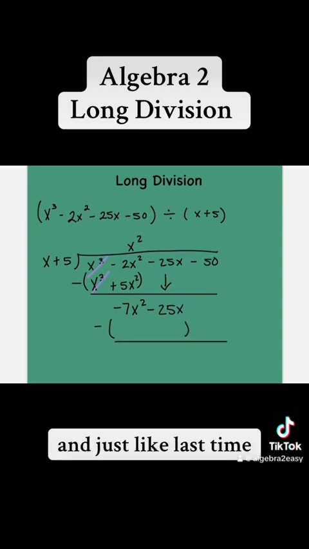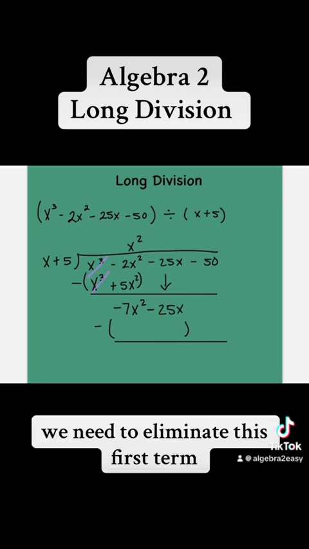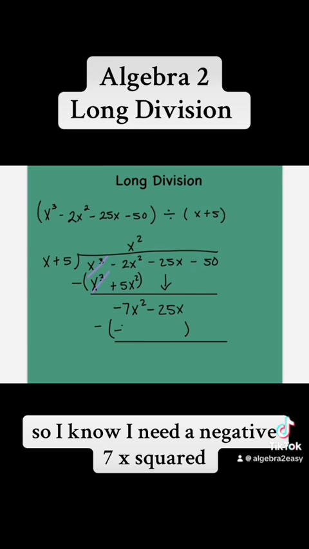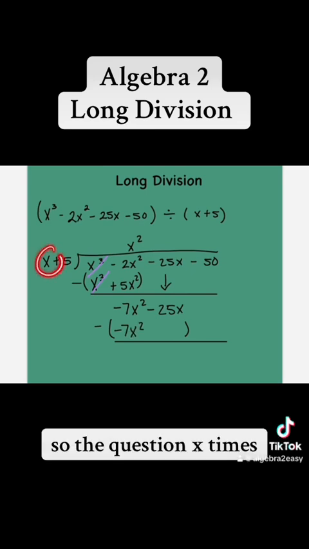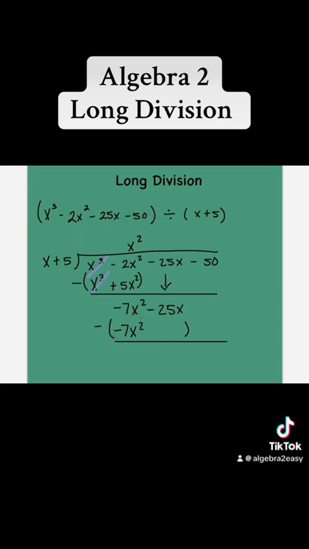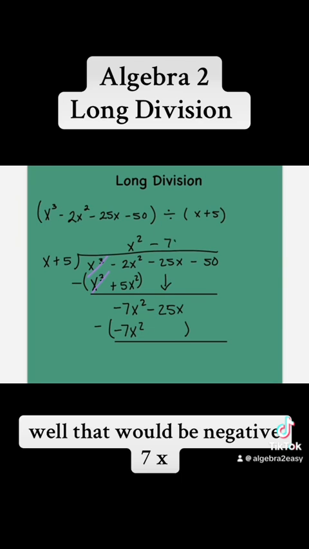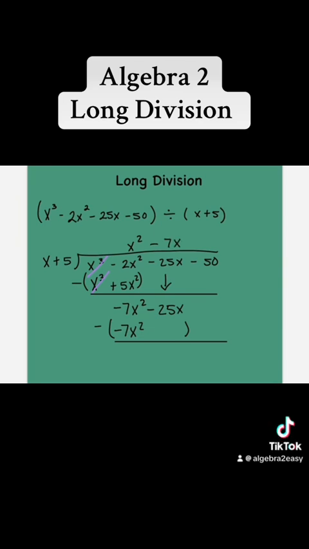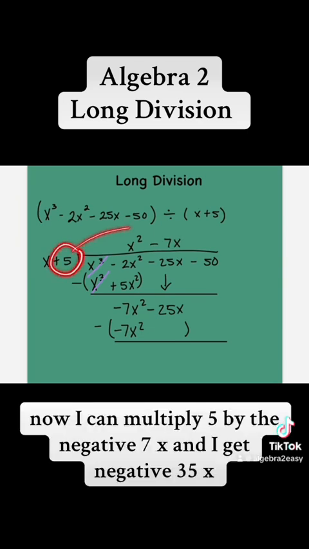And just like last time, we need to eliminate this first term. So I know I need a negative 7x squared. So the question, x times what would give me negative 7x squared? Well, that would be negative 7x. Now I can multiply 5 by the negative 7x, and I get negative 35x.